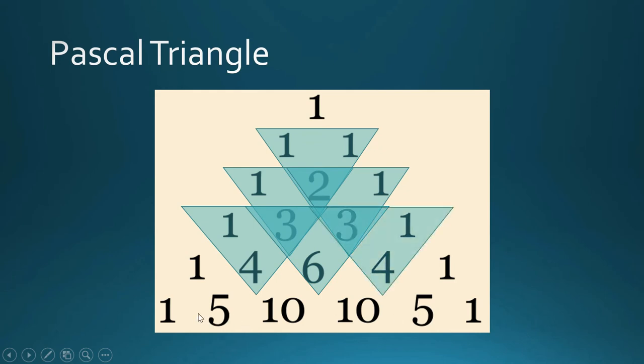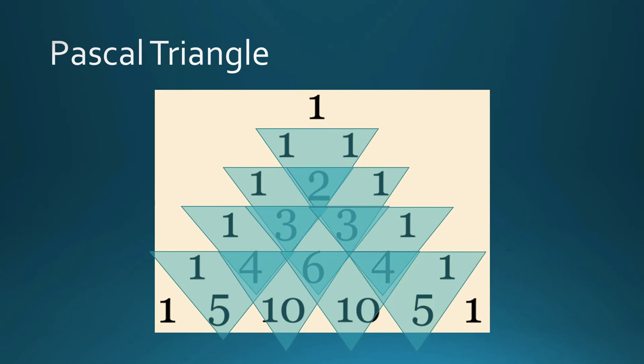How about these numbers? Well, 5 is the sum of 1 plus 4. 10 comes from 4 plus 6, so on and so forth. So that is one pattern that will help you fill in the elements of your Pascal triangle.